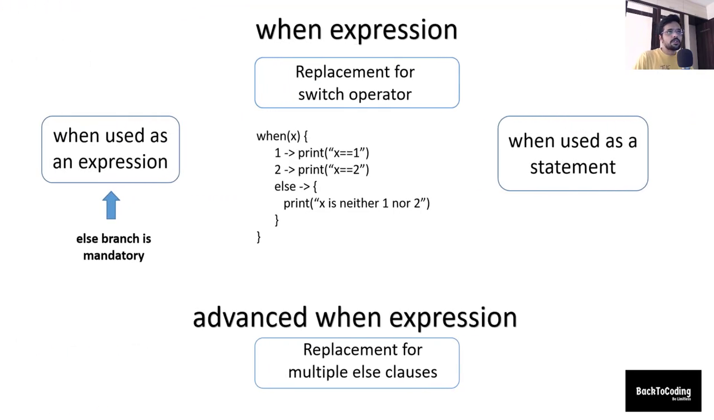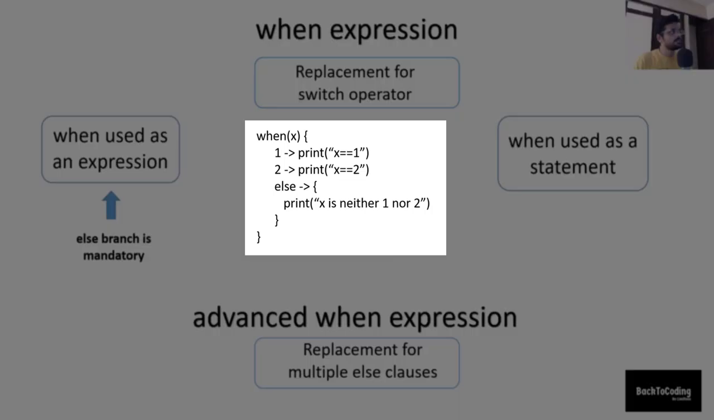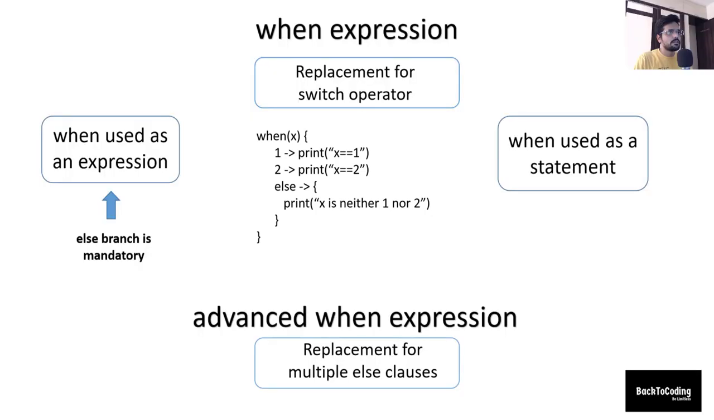When is a replacement for switch operator of C-like languages. Similar to switch in other languages, you have when in Kotlin. Here's how it is used. When matches its argument against all branches sequentially until some branch condition is satisfied. When can be used either as an expression or as a statement.